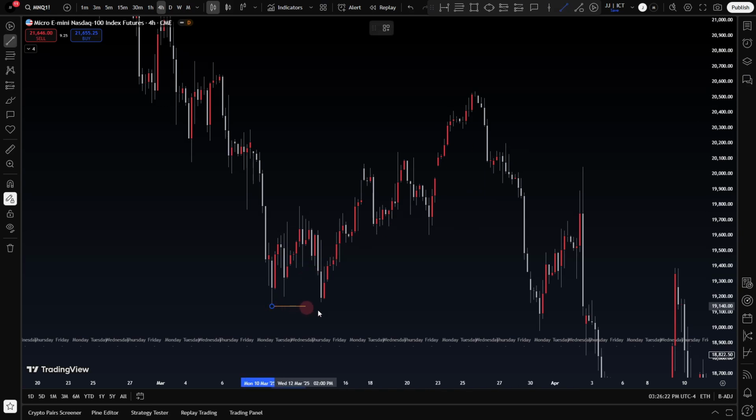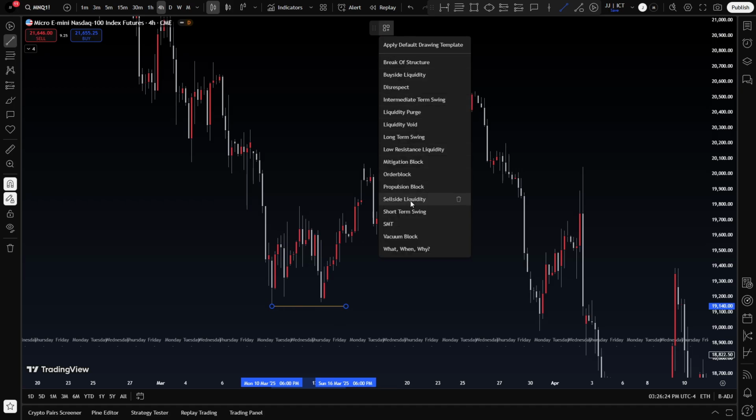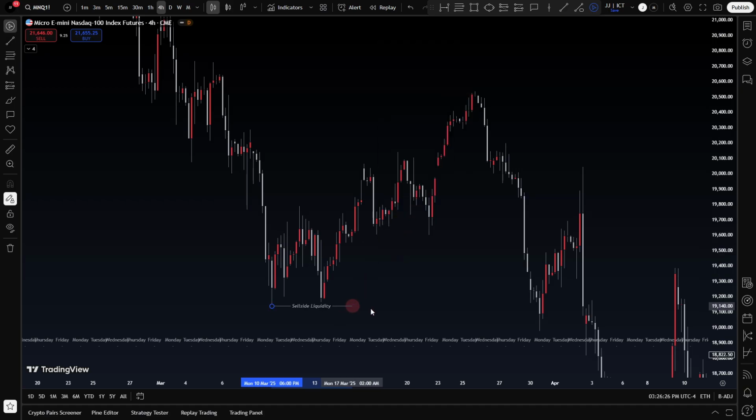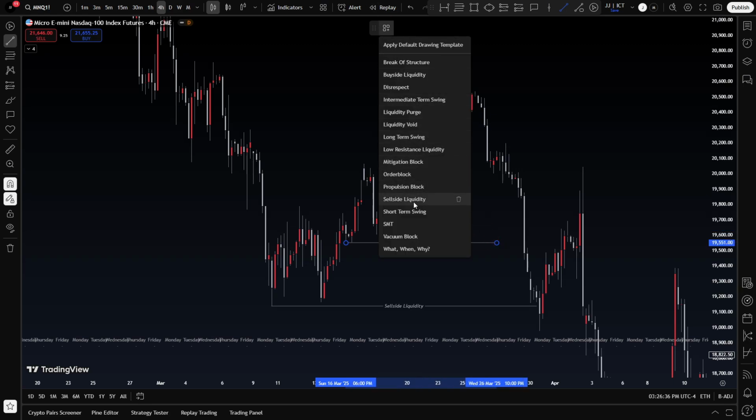One, we have sell-side liquidity resting below here. And what does price do to equal lows? It's going to seek it. Why? Because it's the smooth side of the market. And guess what? We have even more equal lows down here. Oh wow, great, isn't it? Yeah, absolutely amazing. So we have some more equal lows down here.